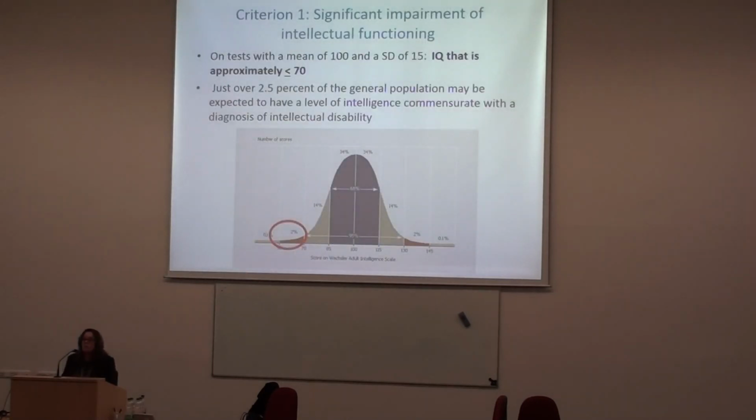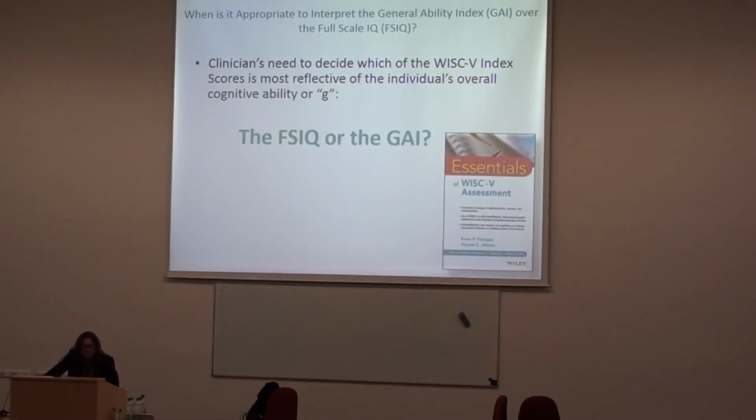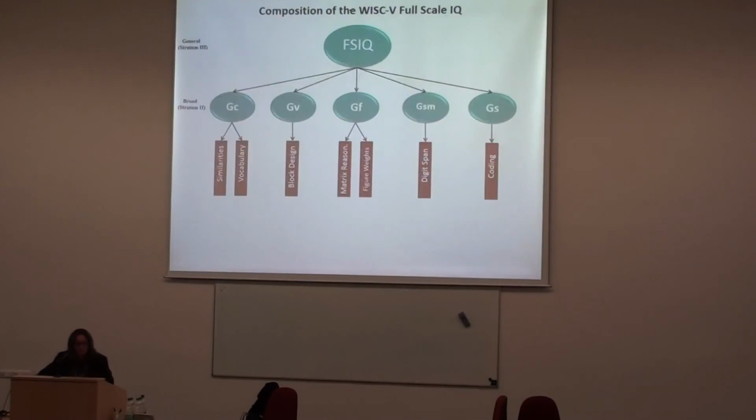I'm going to jump ahead a few slides and just give you some understanding of why I think it's important to look at which global ability score. You know that for intellectual disability, we'll talk about IQ that is approximately 70 or below, right? So that's usually the cutoff for intellectual disability. With that cutoff, not on the WISC-3, but on the WISC-4, there's a score called the General Ability Index. On the WISC-5, you have a General Ability Index.